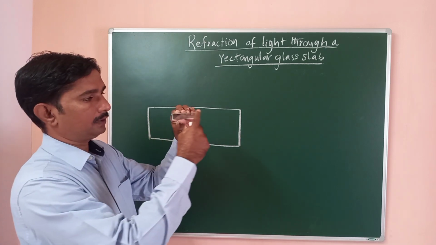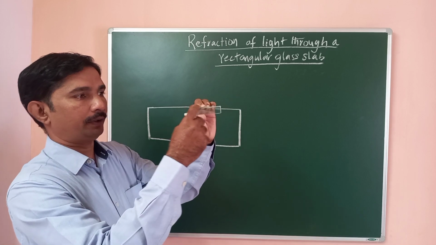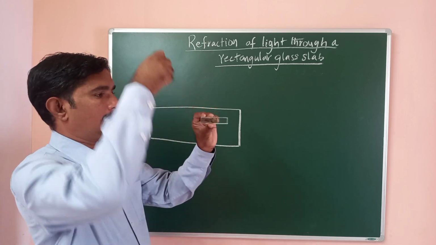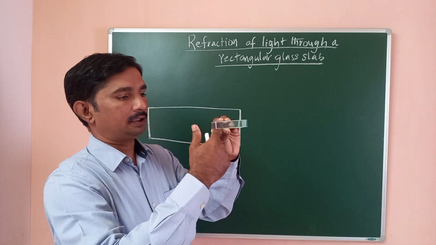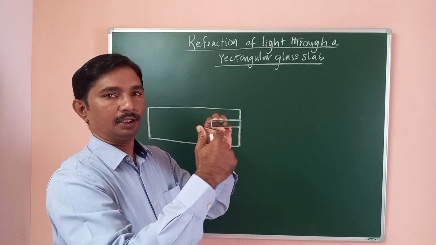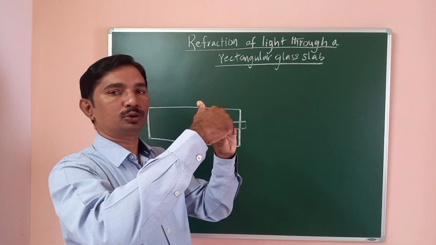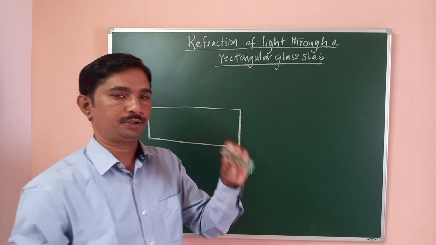This is the view that I have drawn. Light falls on this surface. This is a surface, and this is another surface, one is the top one and the other is the bottom one. When light falls on this surface, how it passes through this glass slab is what we are going to study.